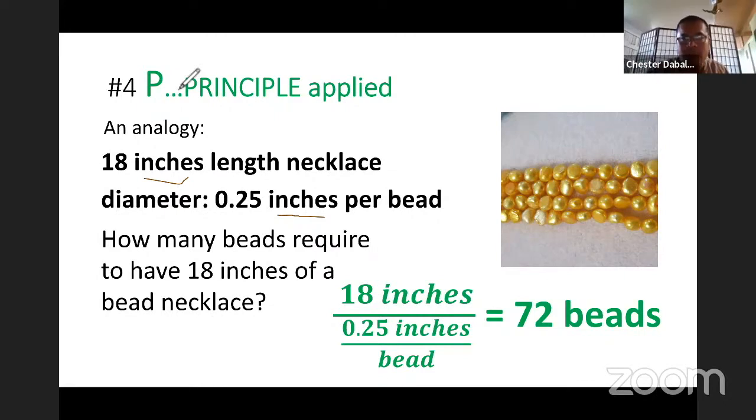Okay? Thank you very much, Kenneth. Okay? Okay. So, principle applied. So, tandaan na ninyo, pwede nyong i-divide ito directly kasi magkaparehas yung units. Okay?